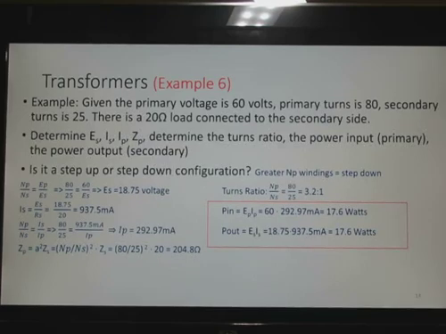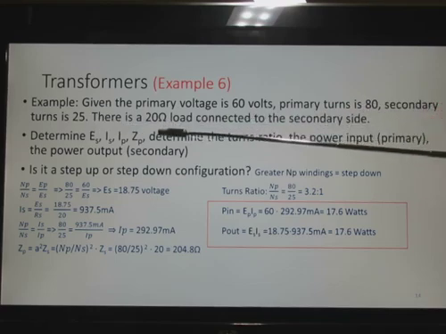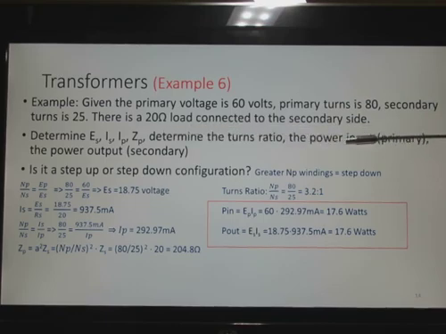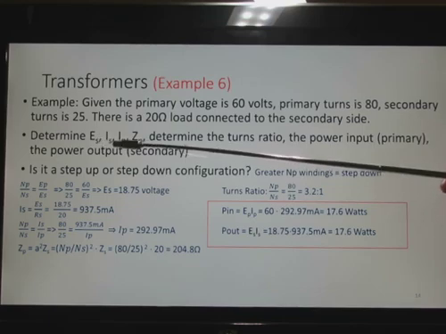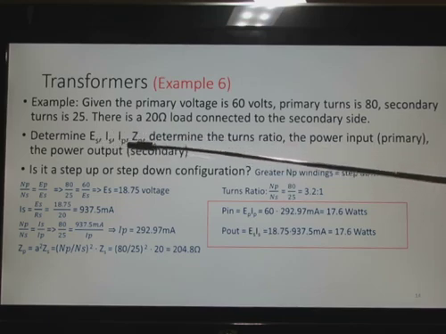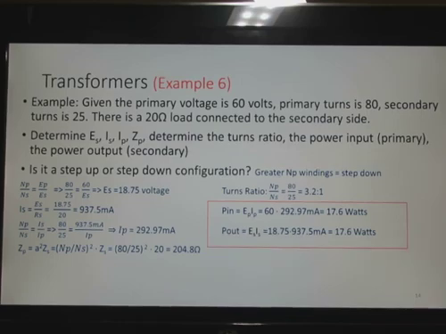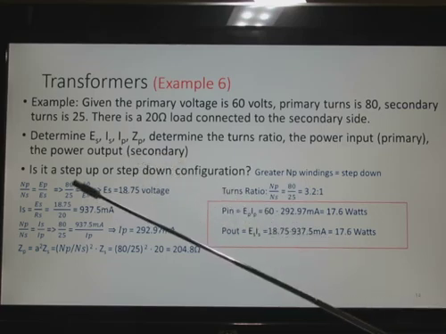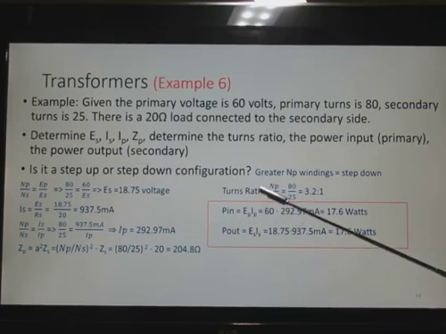Let's look at this example. This looks very busy. There's a lot of information here to learn. Given the primary voltage is 60, number of turns on the primary is 80, secondary turns is 25. There's a 20 ohm load connected to the secondary side. Determine the voltage on the secondary side, the secondary current, the primary current, and the reflected impedance. And we want to look at the turns ratio, the power input, and the power output. Is it a step up or step down?